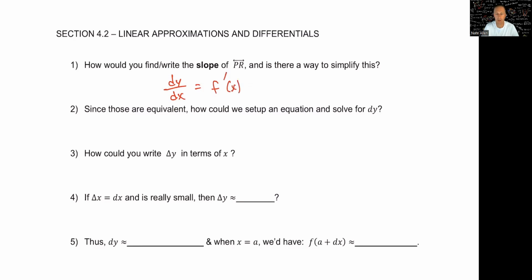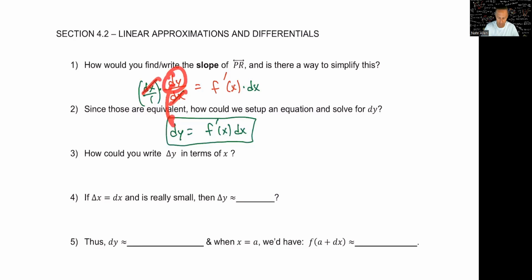And since those are equivalent, then what could we do to just solve for dy? We could simply just multiply both sides by dx to get rid of that difference in the x value distance and only be left with dy. It would be equivalent to the derivative of our original function times dx. And how could we write the delta y in terms of x? It would simply just be the difference in the two y values, which this is one, and then this would be the other, whatever this one is, plus the difference in our x values to find those two y values.